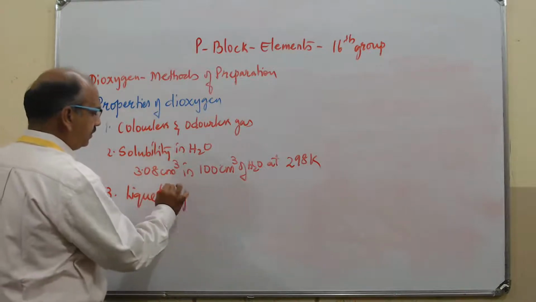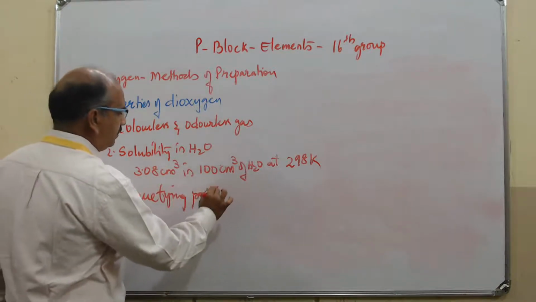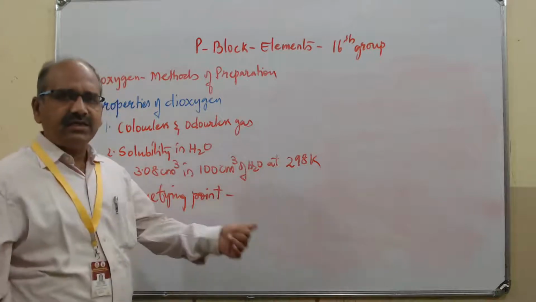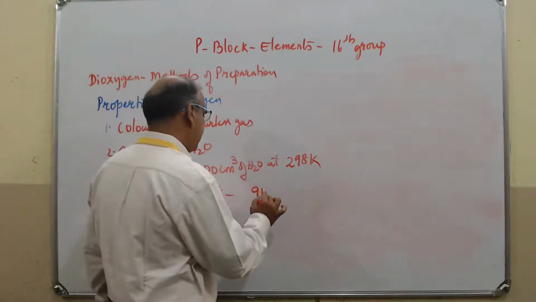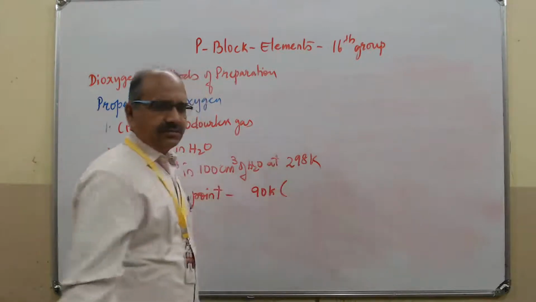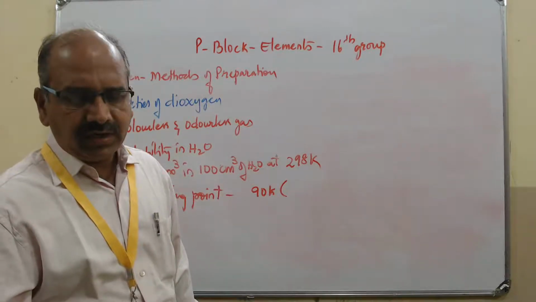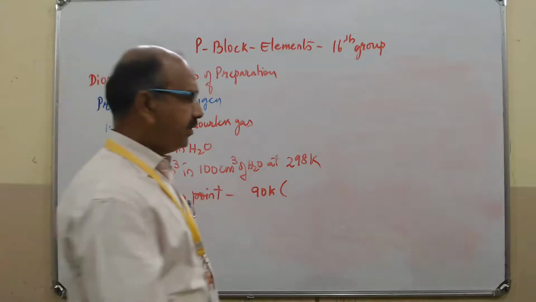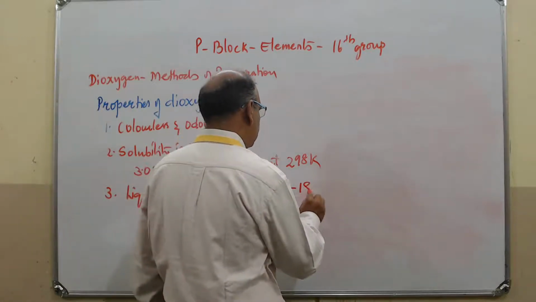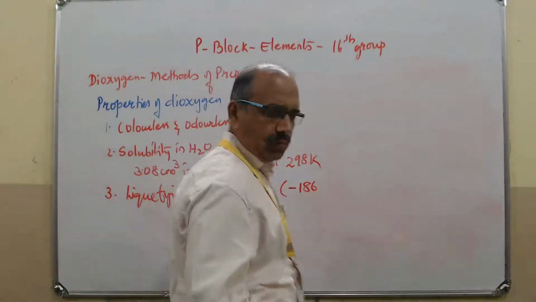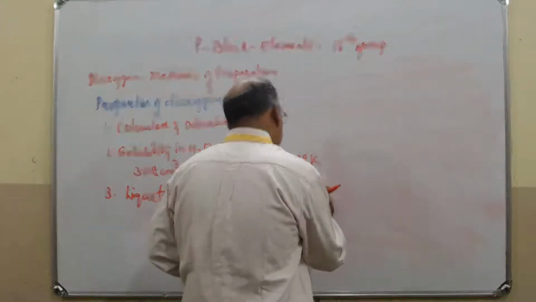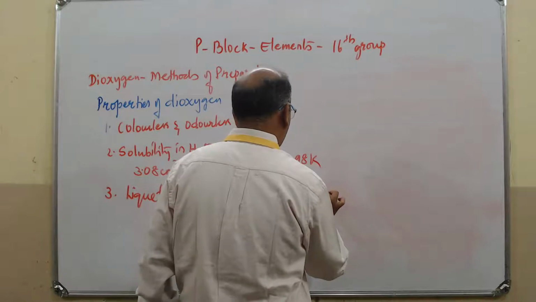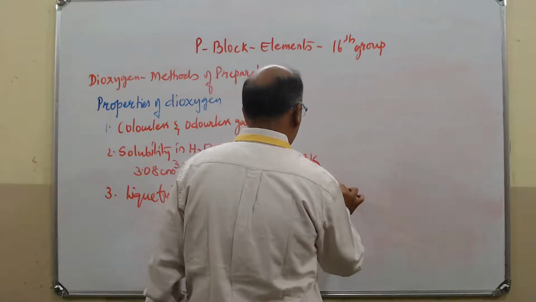Liquefying point. From solid, if you are changing into the liquid form, that liquefying point is 90 Kelvin. In terms of degree centigrade, it shall be minus 182.96. You may check, you may correct me later if at all I am wrong.